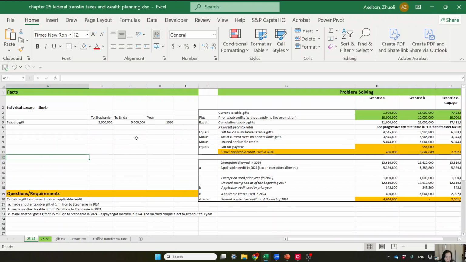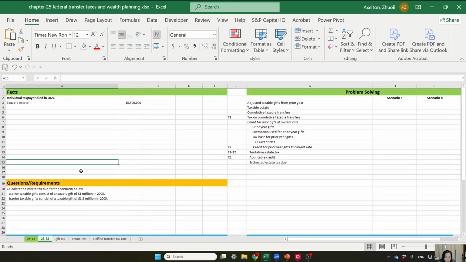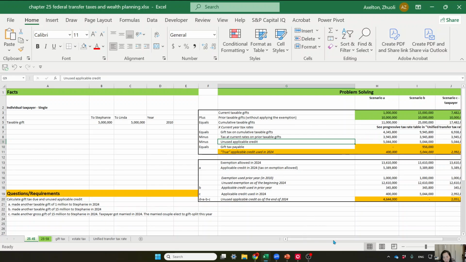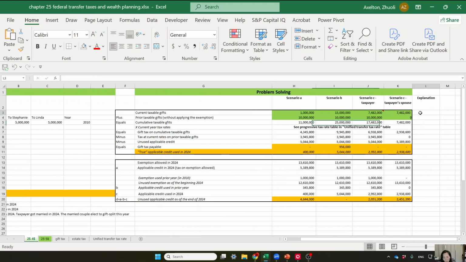So homework 45 is regarding a gift tax calculation, and homework 58 is the estate tax calculation. For homework 45, I already outlined the calculation for you. However, please make sure you write down the explanations and understand how the calculation is carried out and why it's carried out in this particular manner.